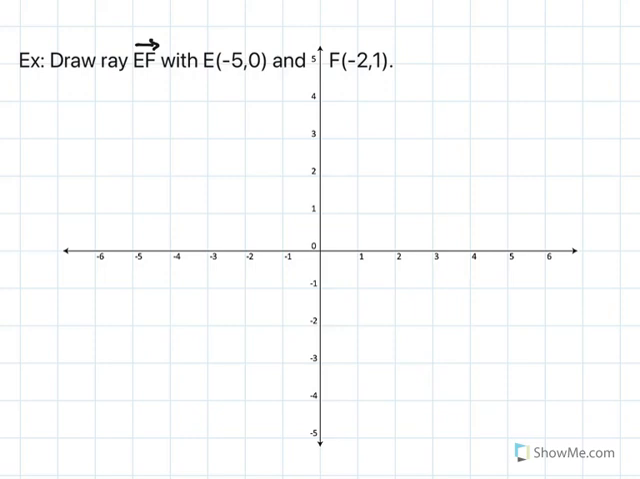And let's draw ray EF, where E is at (-5, 0). So here's E. F is at (-2, 1). So here's F. Because it starts at E and goes to F, it's going to continue through and have an arrow. So the arrow is going to go toward F.